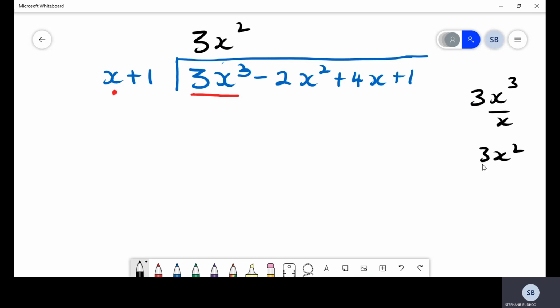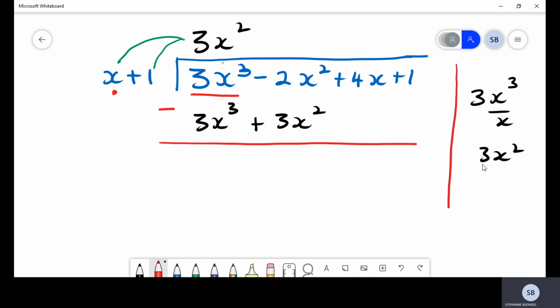So we'll write that here. Once you have gotten your first term on top, you simply want to multiply that by each of these. That will give us 3x cubed back, as well as plus 3x squared. Now you want to try your best to line up your terms under each other, because what you're going to do is, as with any long division, we are going to perform a basic subtraction.